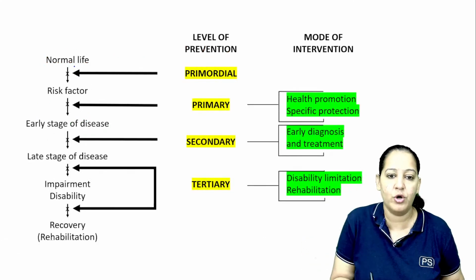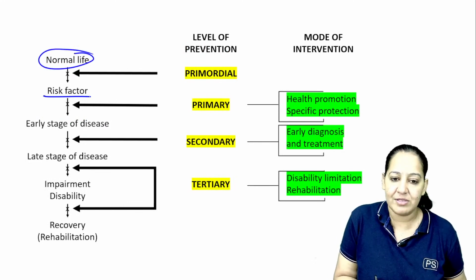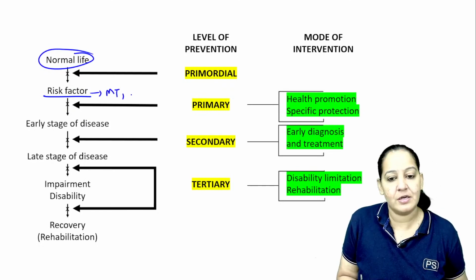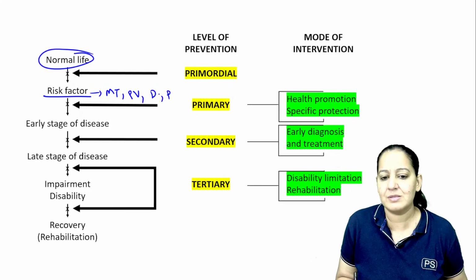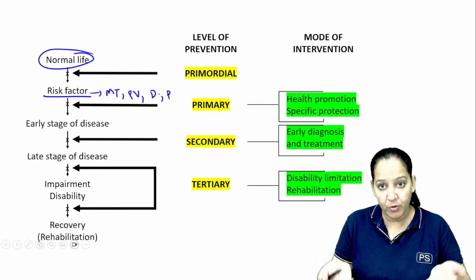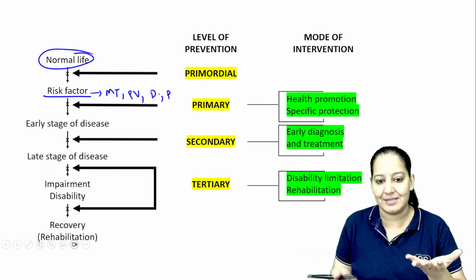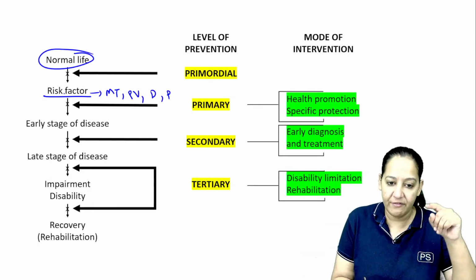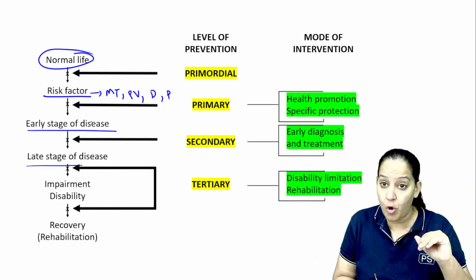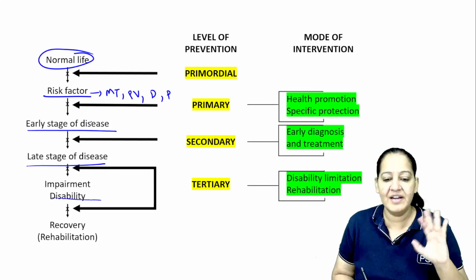Yesterday I also told you, this is the normal life. This is the risk factor, and the risk factor is the organism. In the air, Mycobacterium TB is present, polio virus is present, diphtheria and pertussis are present, in the environment, in the air, in the water, in the soil. Before they enter inside us and cause disease, we want to get protected. If they enter the human body, they cause disease: initially an early stage, later complications, late stage of disease, and finally disability.